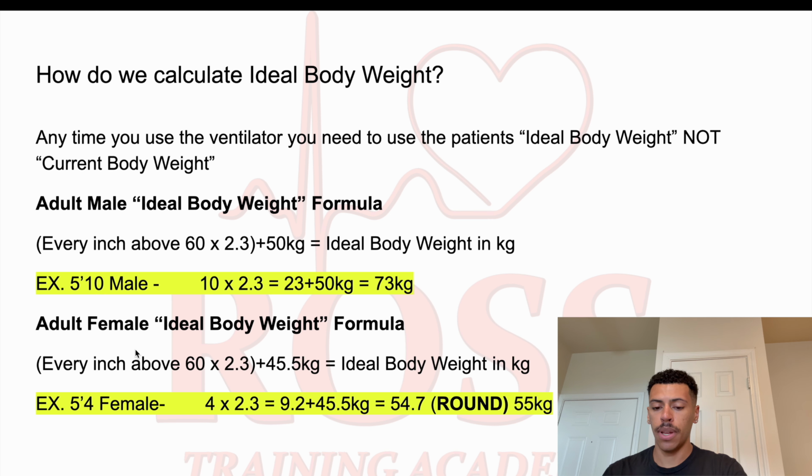So we're still going to do every inch above 60, every inch above 5 feet, multiplied by 2.3, but now we're going to add 45.5, and that'll get you to about the patient's ideal body weight. So example for the women, a 5'4" woman, we're going to do 4 multiplied by 2.3, and that's going to be 9.2, plus 45.5, and that'll get us to 54.7, but we're just going to go ahead and round up and say that they are 55 kilograms.